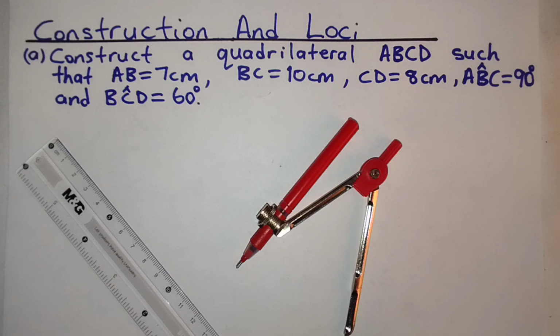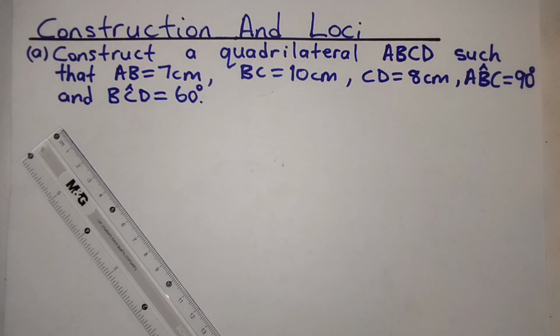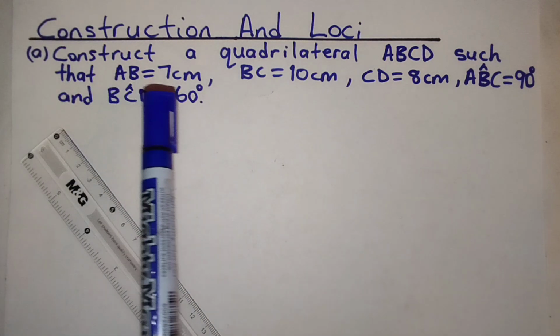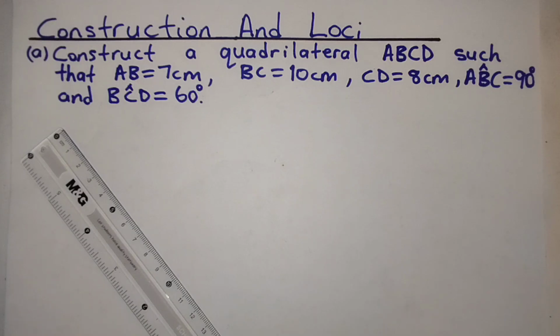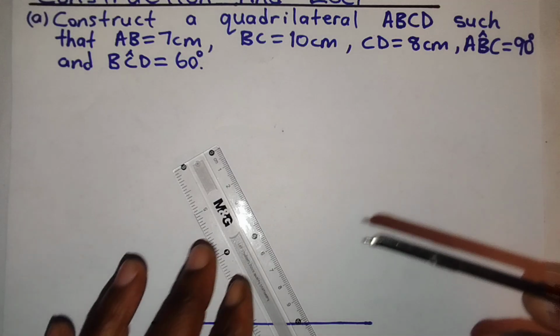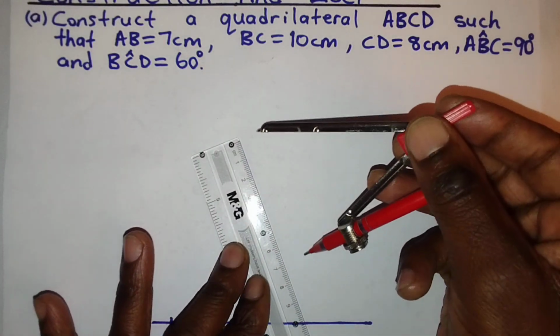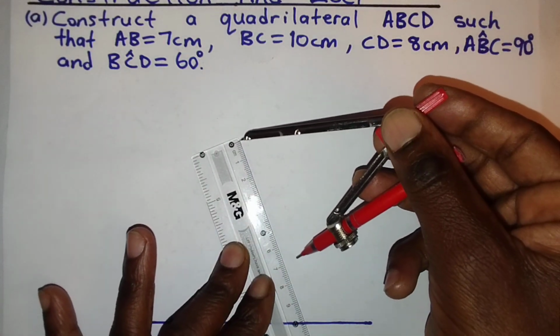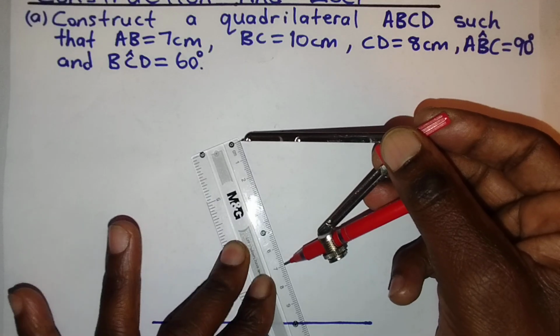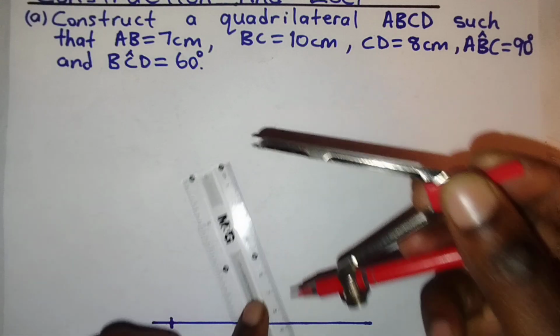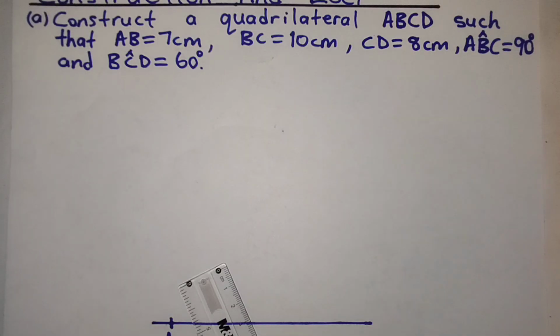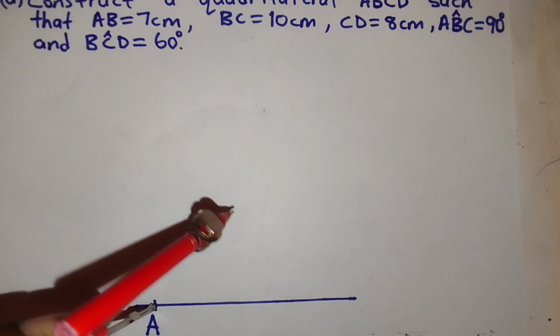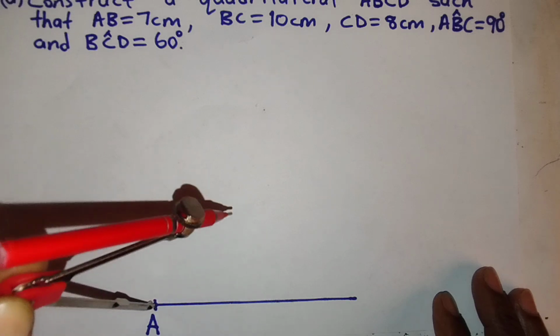So we shall start by constructing our quadrilateral ABCD. I shall start by drawing the line AB, which is 7 centimeters in length. So I'll measure 7 centimeters using a ruler and a compass, as you can see. Okay, that's 7 centimeters, which is the length of AB.